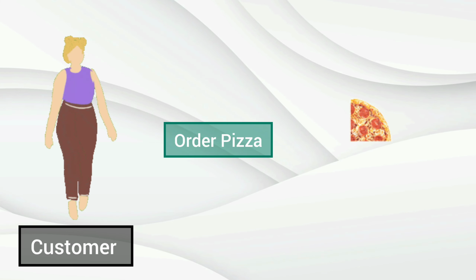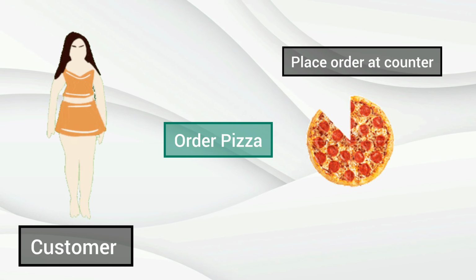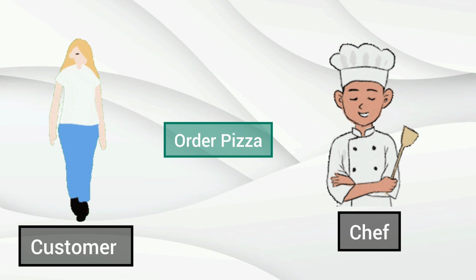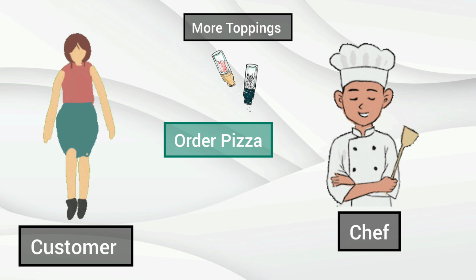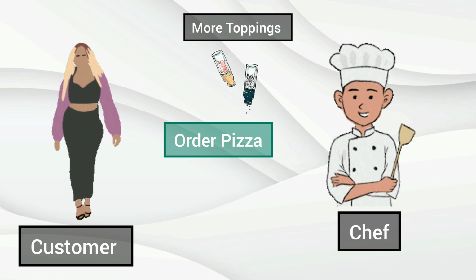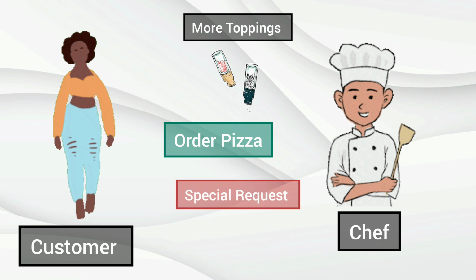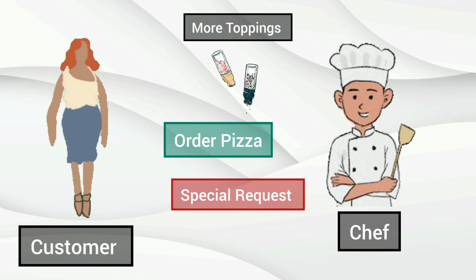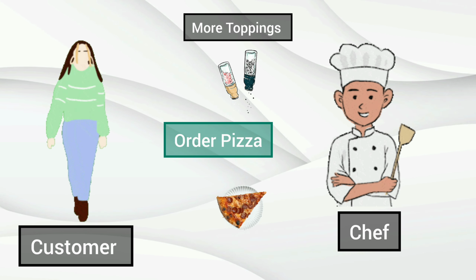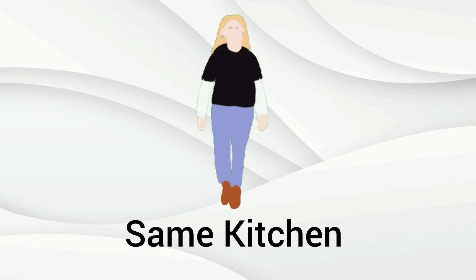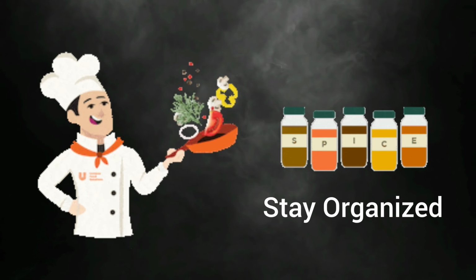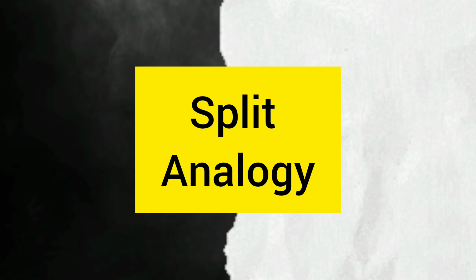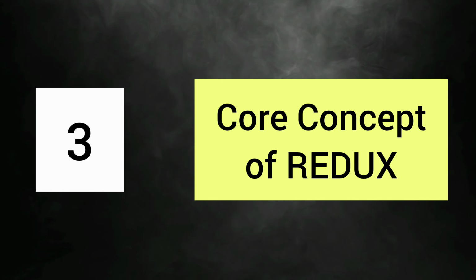So, in this case, directly you will not go to the kitchen and start preparing pizza. Instead, if you want pizza, you place an order at the counter. The chef gets the order, looks at what ingredients are available in the kitchen. If you need more toppings on your pizza, like extra cheese or extra vegetables, then you have to make a special request and the chef will update the pizza based on your request. And every customer gets their pizza from the same kitchen, and the chef makes sure ingredients stay organized and ready for the next order.